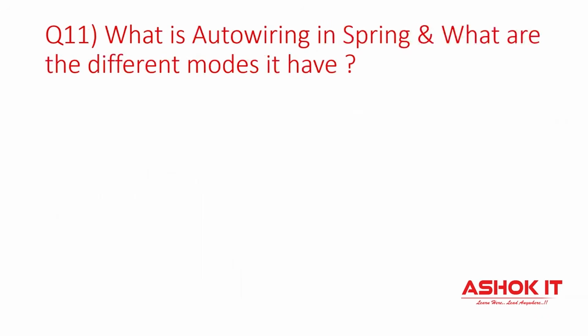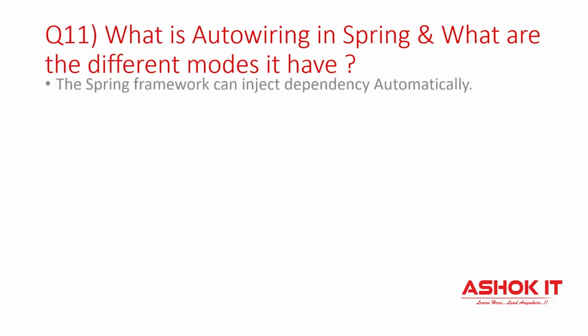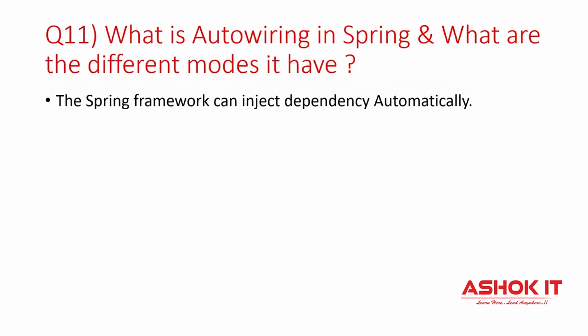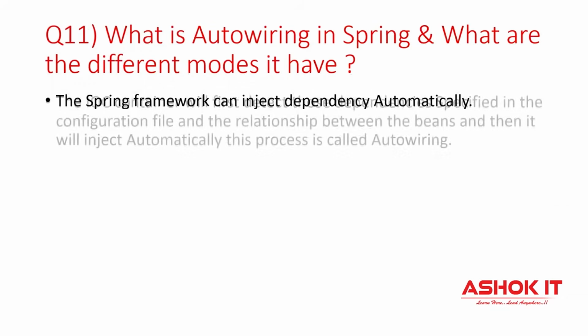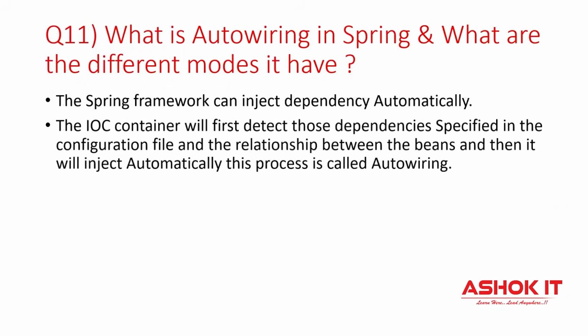Question number 11. What is autowiring in Spring and what are the different modes it has? The wiring process we discussed previously should be automated without writing ref tags or anything. The container will detect, for the class, what the required classes and their objects are based on the relationship. That is called association mapping or has-a relation. It will pick all the objects and link them. That's called autowiring.